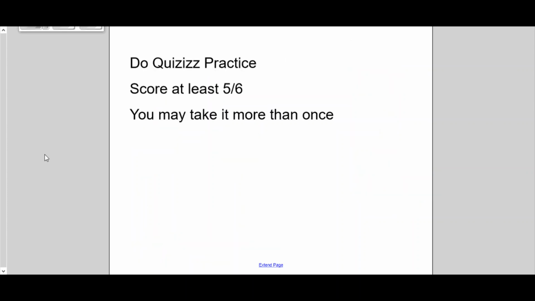So you should be able to do the quizzes practice, which is posted in Google Classroom. You need to score at least 5 out of 6 on that practice assignment. You may take it as many times as you need to.